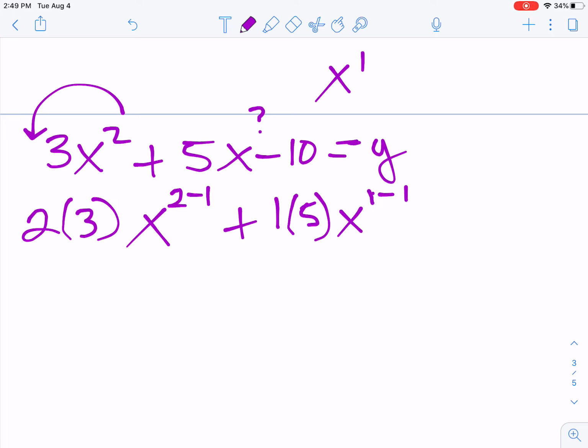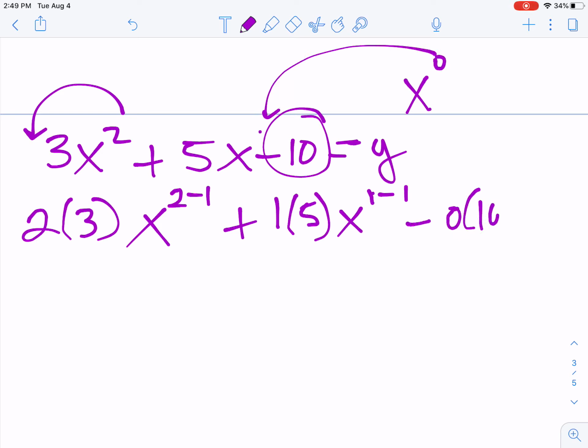And then we're going to deal with this last term. This one's really interesting. So it's going to be negative. Well, there's not an exponent here. If there's not a variable, there's really an x to the 0. So I'm going to bring that 0 down. So it's going to be 0 times 10 times x to the 0 minus 1.